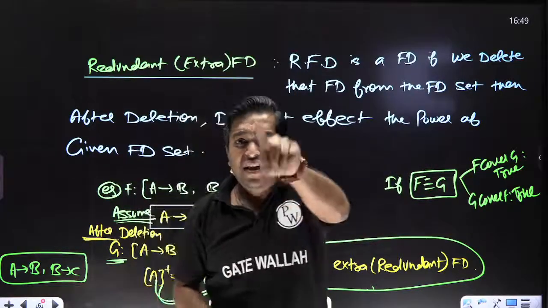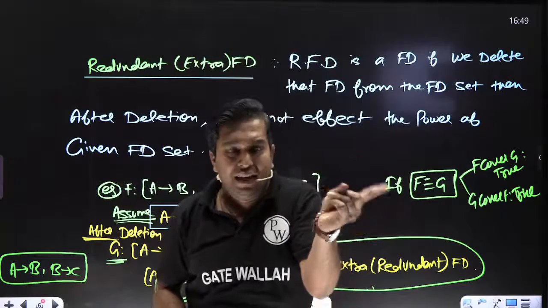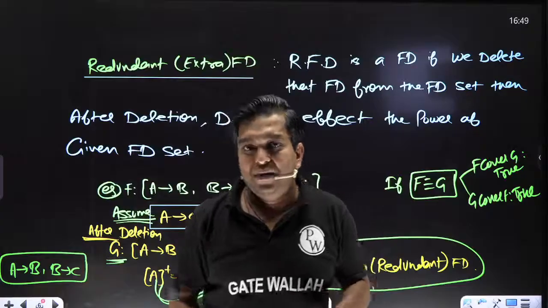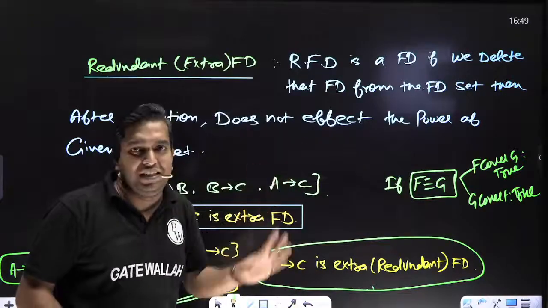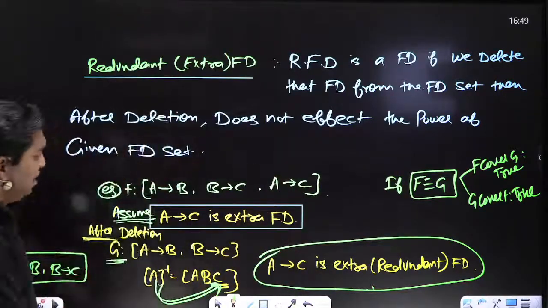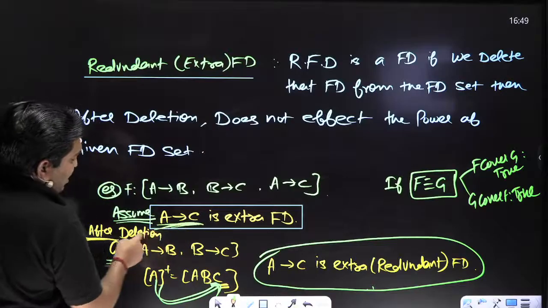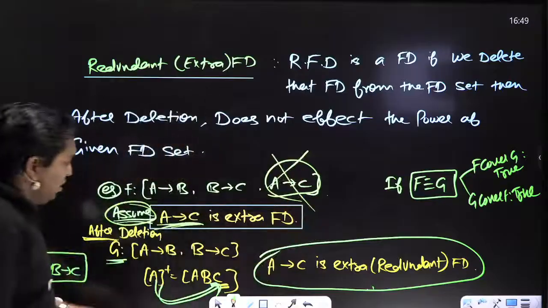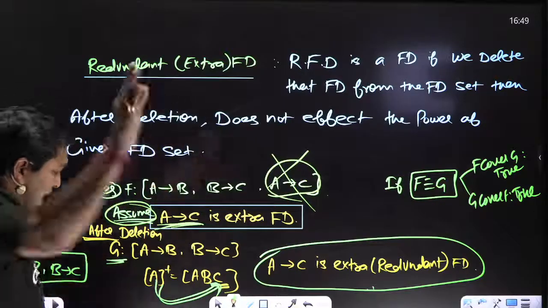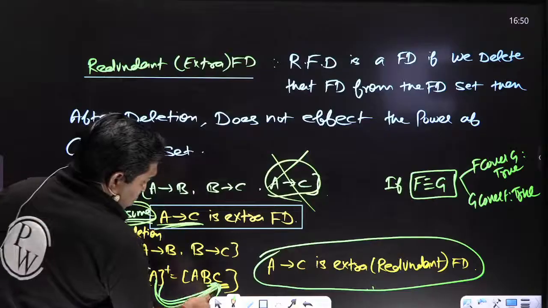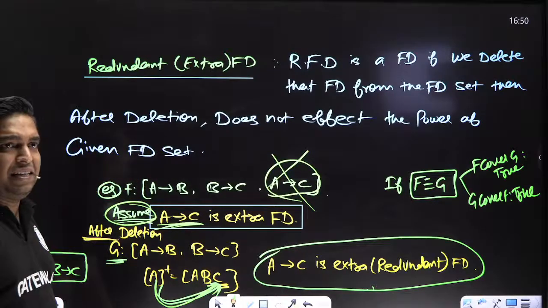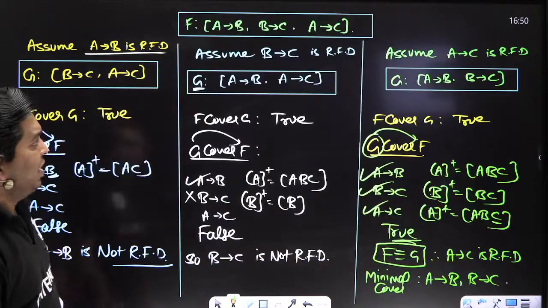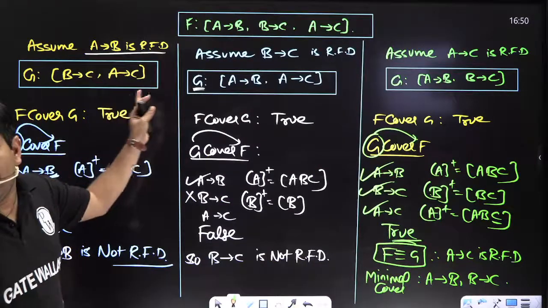Then we can say whatever FD we assumed to be redundant, yes, then you can guarantee it's a minimal cover. Like here, I assume A tends to C is the redundant FD. Then I delete this FD from the FD set. Then what is the new FD set? A to B and B to C. Again, if I take the closure of A, what are we getting? We are getting C, my dear.